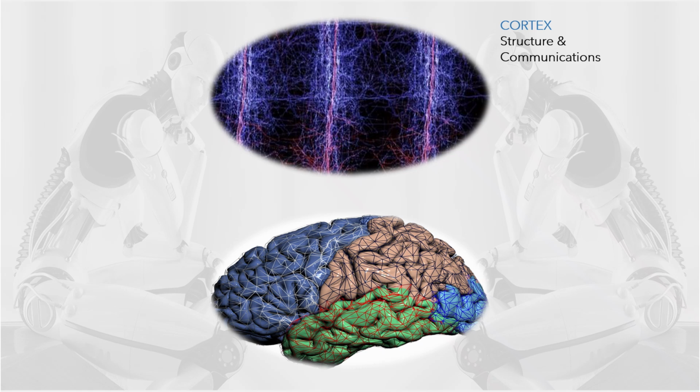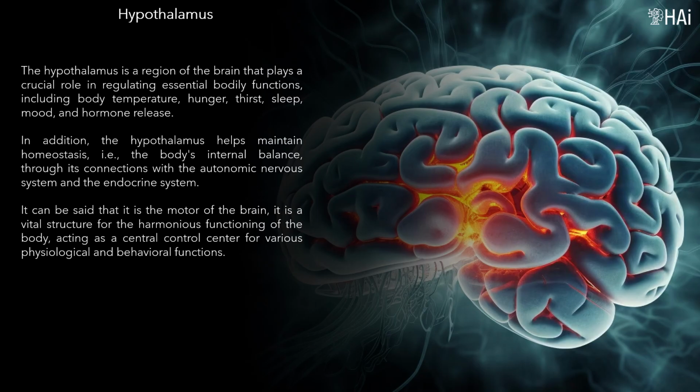Emphasizing that HY is not an expert in neuroscience, its interpretation of the functioning of the brain is presented. The cerebral cortex stores all the connectivity of the neural networks that make up the brain. The hypothalamus is a region of the brain that plays a crucial role in regulating essential bodily functions, including body temperature, hunger, thirst, sleep, mood, and hormone release. In addition, the hypothalamus helps maintain homeostasis, the body's internal balance, through its connections with the autonomic nervous system and the endocrine system.